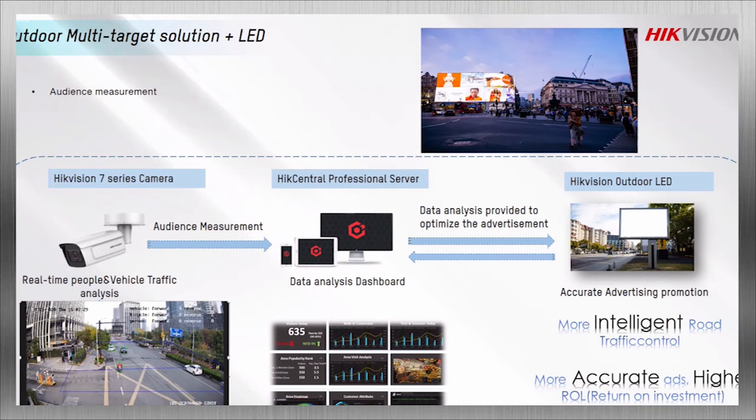In this case, what kind of data is important? When you talk to an end user who will spend money on advertisement, he would like to know how many people will pass by the advertising and watch the advertisement. So it's very important to know, in a period, how many people go across this area and watch the advertisement. This is also called audience measurement.